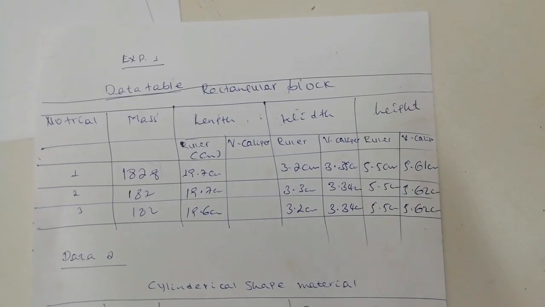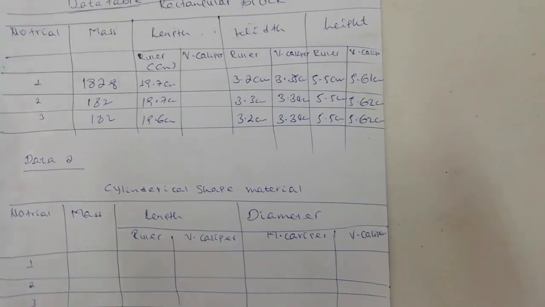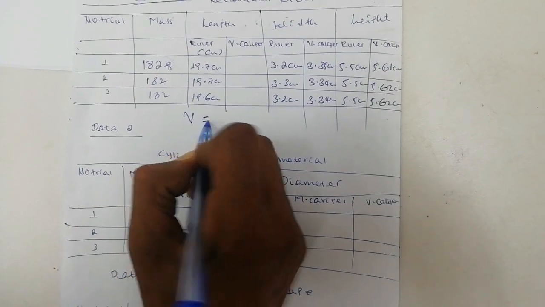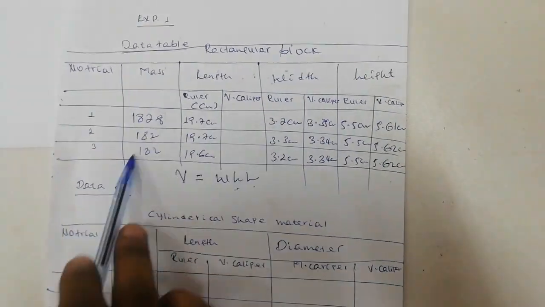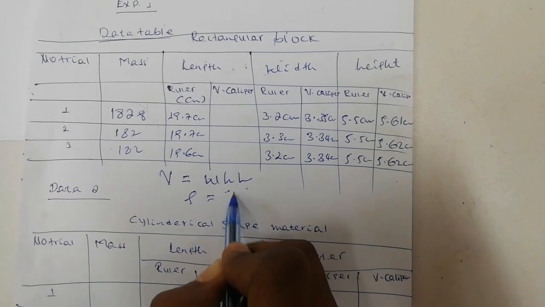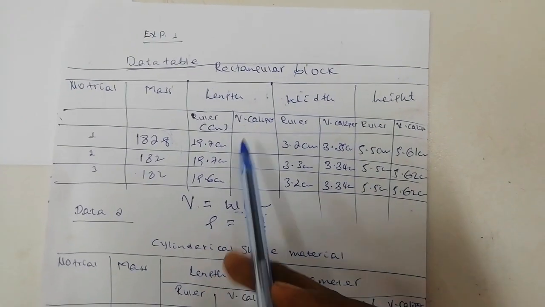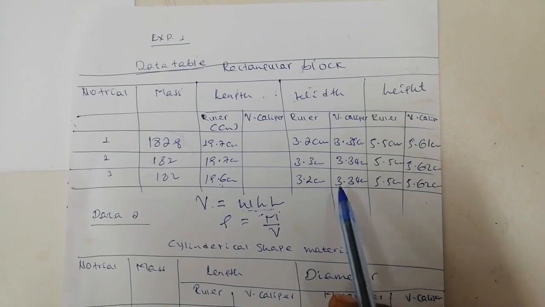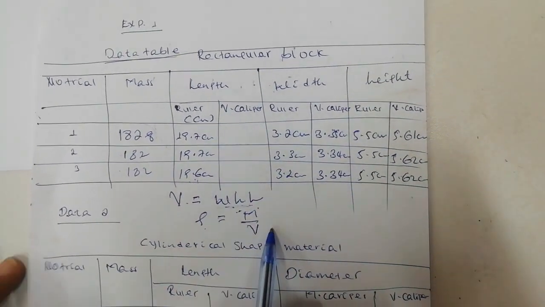Let us proceed to cylindrical shaped materials. First, with the data we took for the rectangular block, we measure lengths, widths, and heights, then from these we calculate the volume. Volume is equal to width times height times length. For the rectangular shape, we use this expression. We have the masses, then density is given by mass over volume. We take the average mass here, and we have the volume. Volume means length times width times height. We use different apparatus based on this expression. You take a ruler for one and a vernier caliper for another. So this is the formula for the rectangular block.